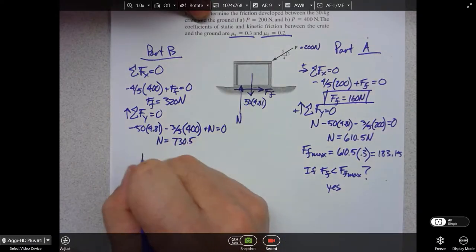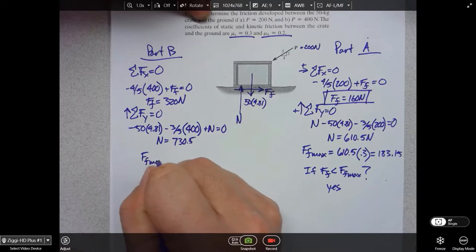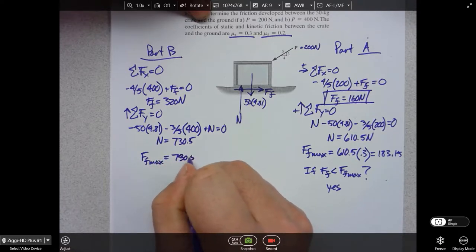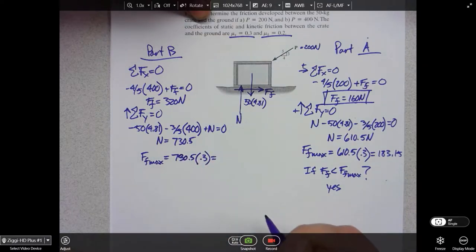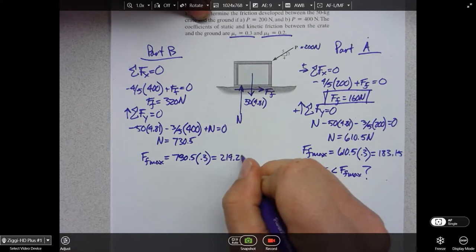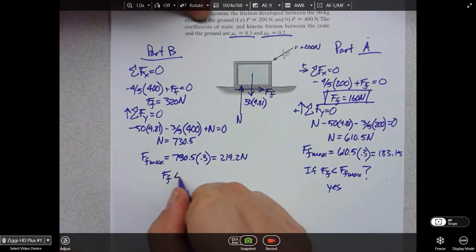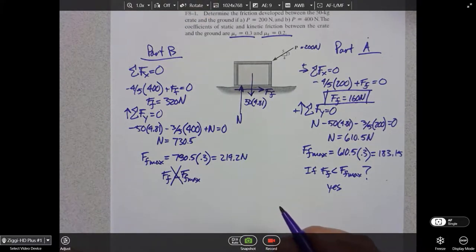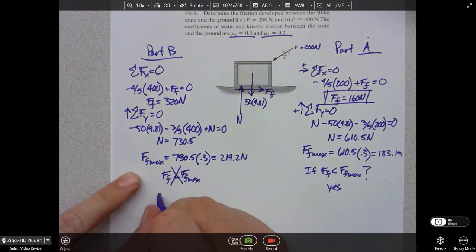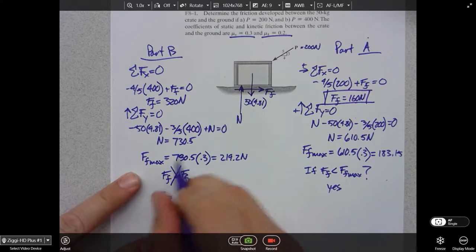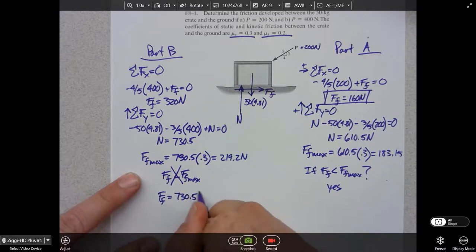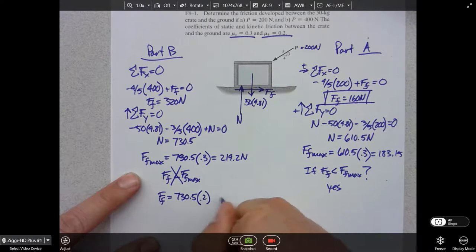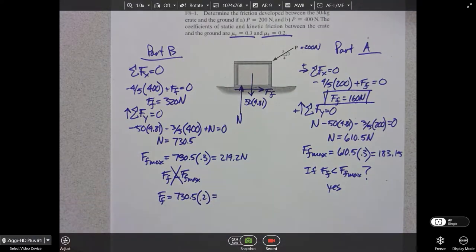730.5. So then the F force of friction max is going to be 730.5 times 0.3, which is what? 219.2 newtons. So is the force of friction we calculated less than F max? No, it is not. So that tells us what? We're sliding, okay? So if we're sliding, the force of friction just becomes our 730.5, our normal force, times mu kinetic, which is 0.2, and that's going to give us 146.1. And so this would be the force of friction in the second one.